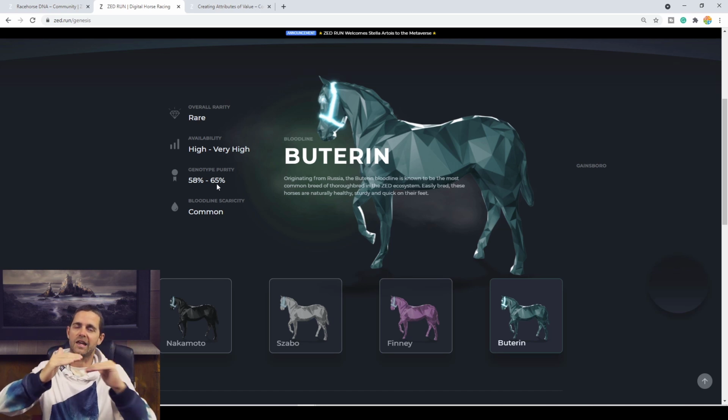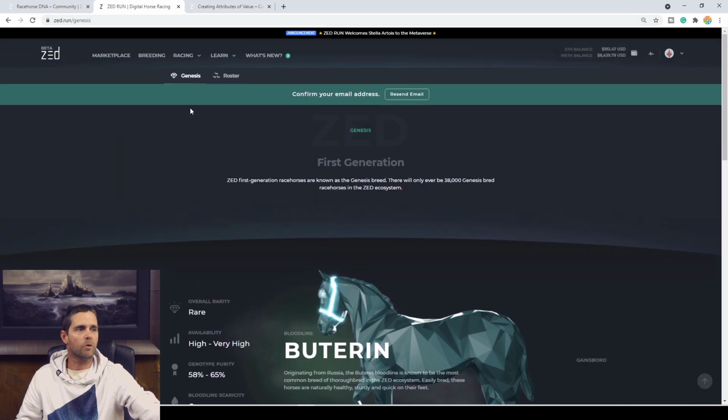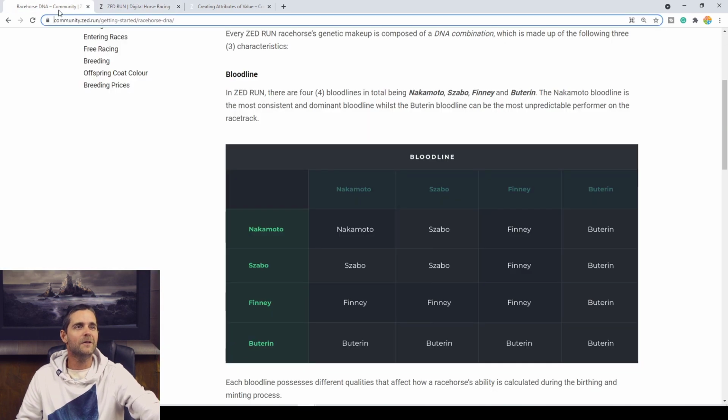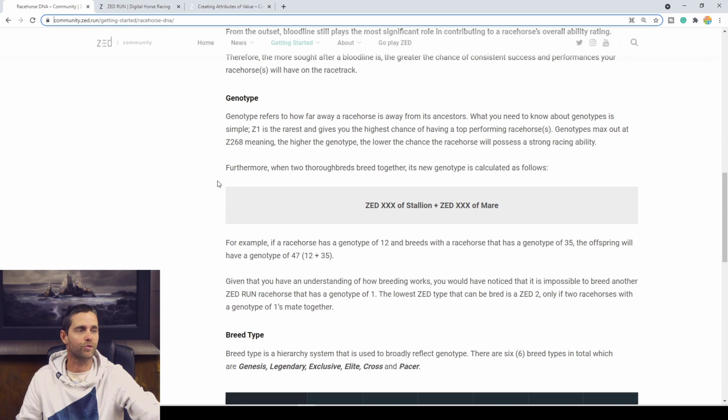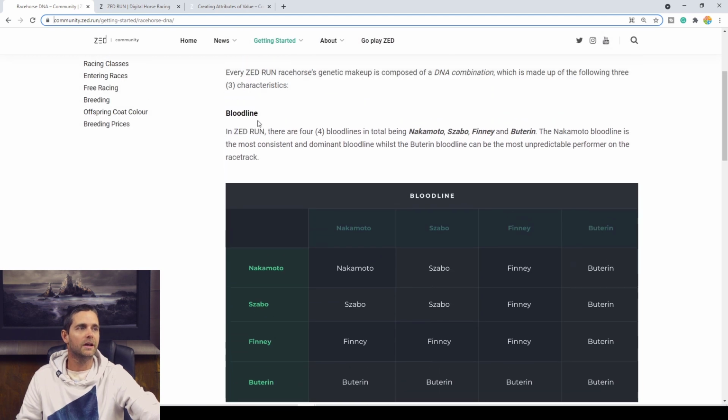But if you start going through those bloodlines, not blood types, I always get these mixed up between bloodlines and, of course, breed types, I mix up the wording. As you go through those bloodlines, you can do a bit of a value proposition between, say, the Z1s and 2s, or in the Buterins' case, the 8s, 9s and 10s.